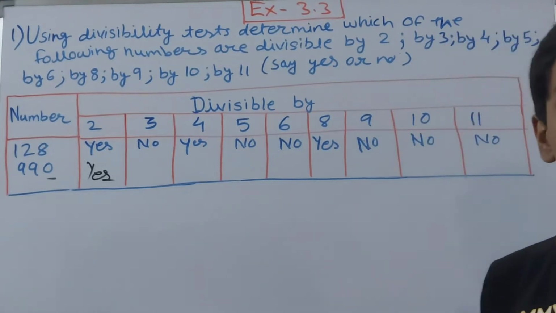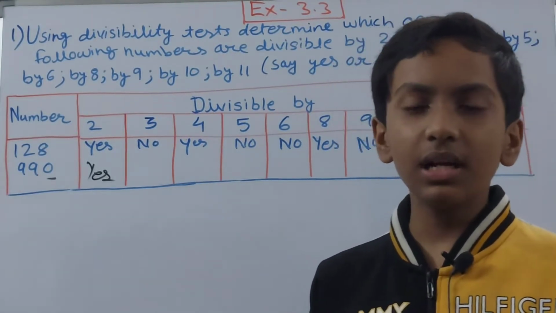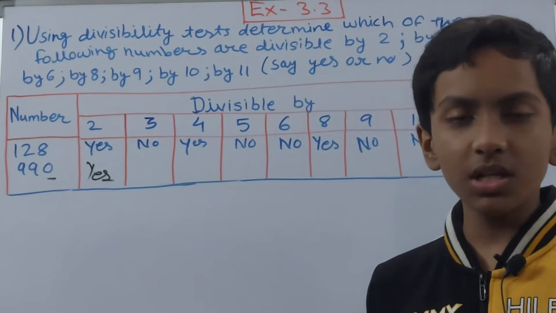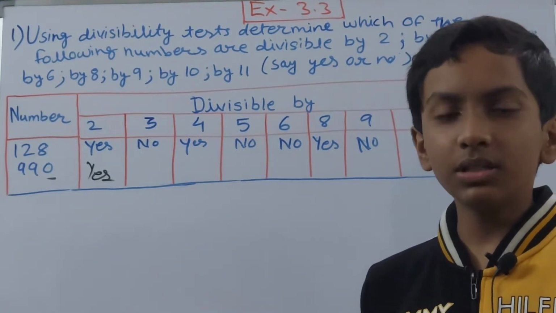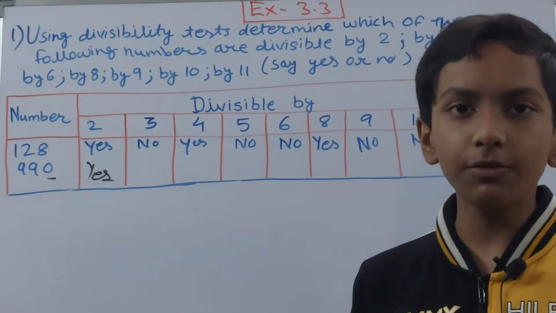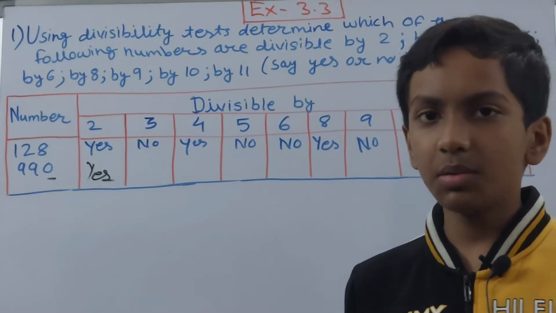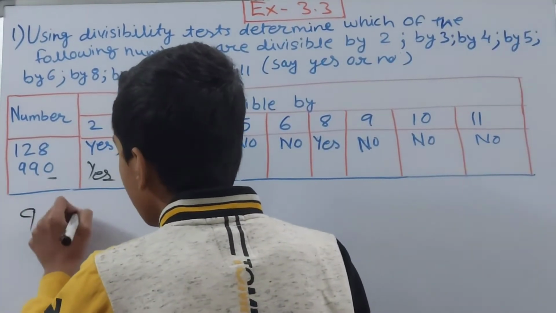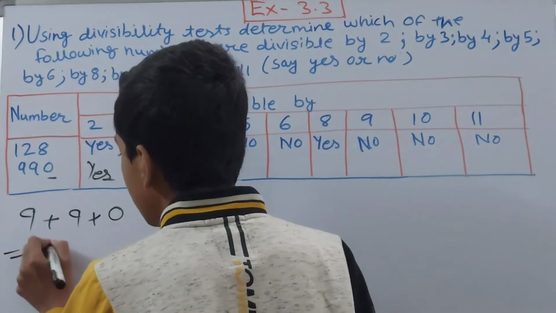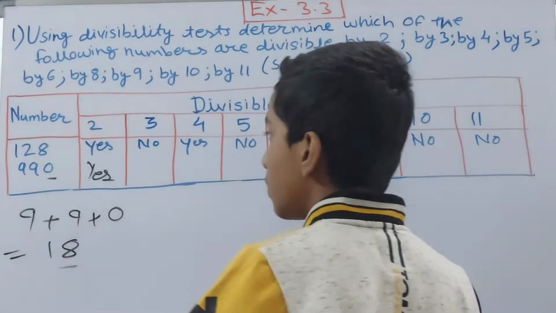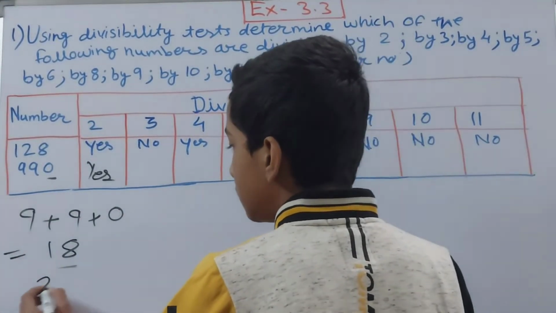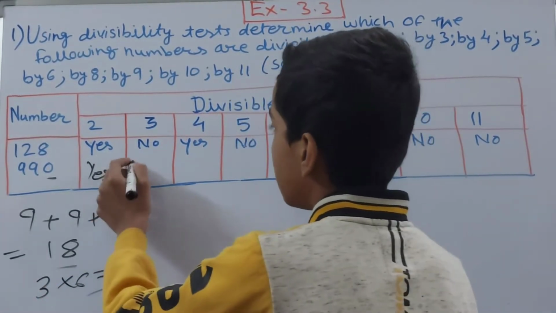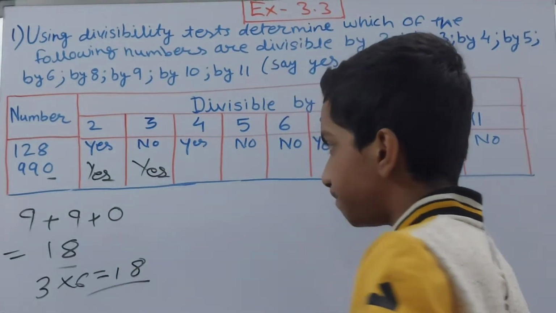Then 3. Now for 3 what will you do? Whenever you divide a number by 3, you add its digits, okay? You add up all of its digits, and if the sum of the digits is a multiple of 3, then that number is divisible by 3. Now you have 990, that means you add its digits 9 plus 9 plus 0, that is going to be 18, right? Now 18 is what? A multiple of 3. If you do 3 6s, that is what? 18, right? That means this is divisible by 3, okay?